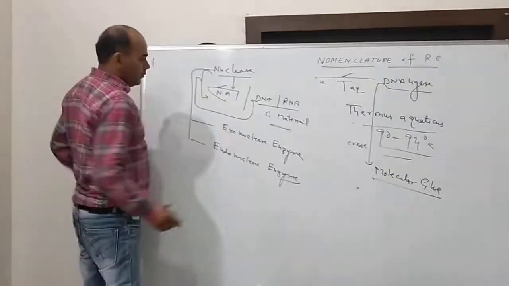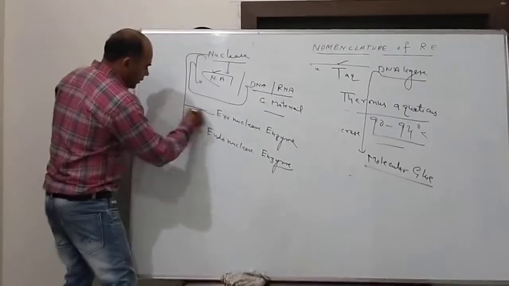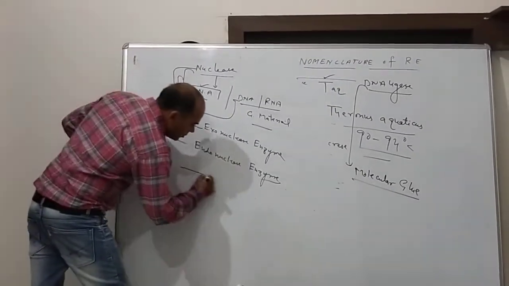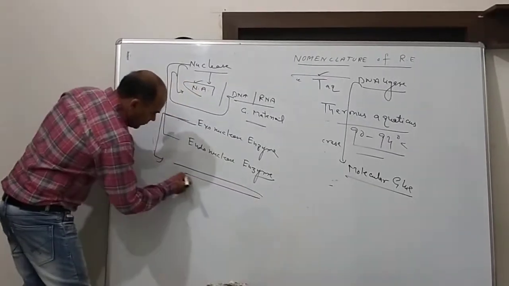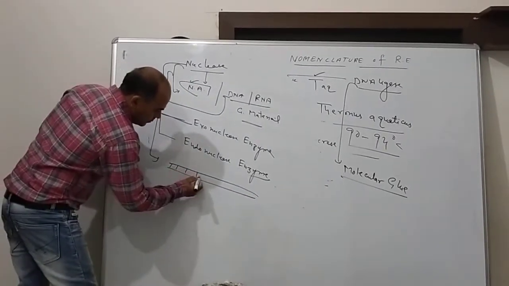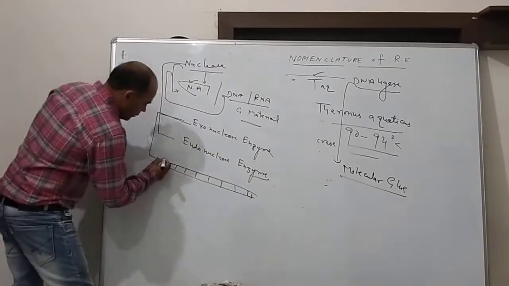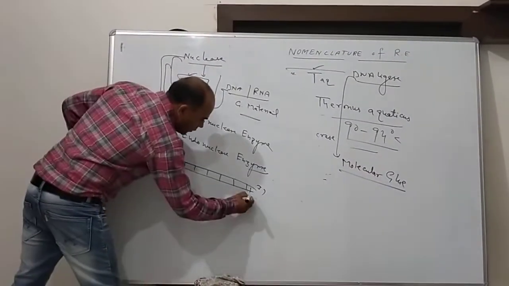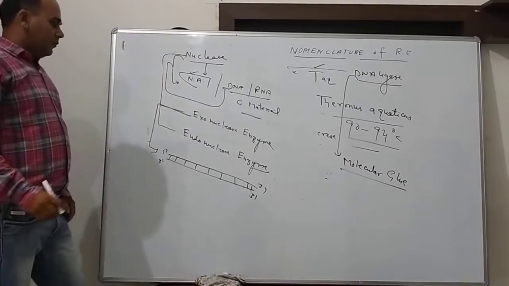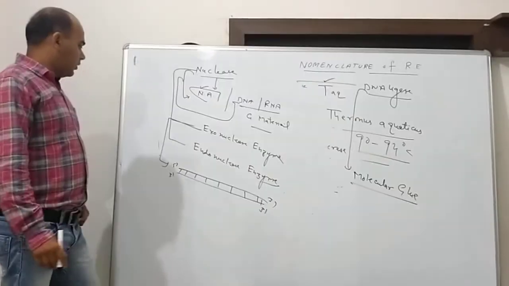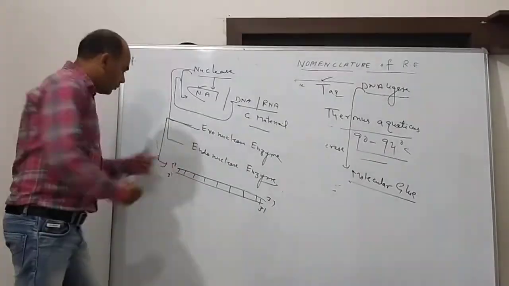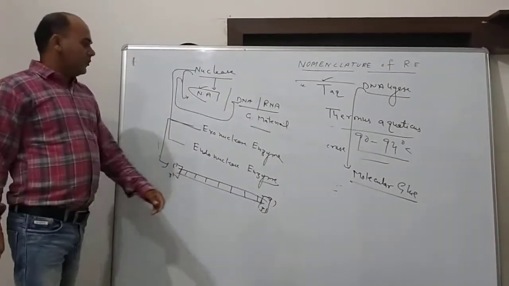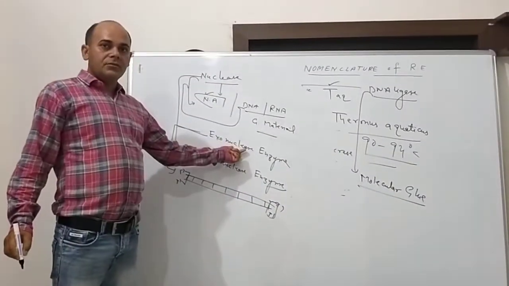Those enzymes which cut the DNA from the ends. Suppose this is the DNA, 5' to 3', 3' to 5'. Those enzymes which start to cut the DNA from the tip, from the end, this kind of enzyme is called exonuclease.